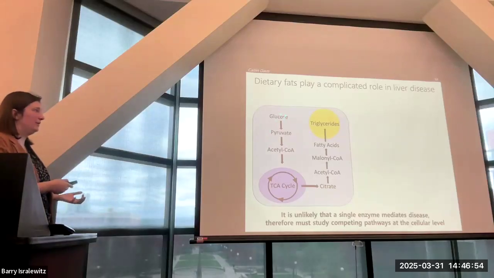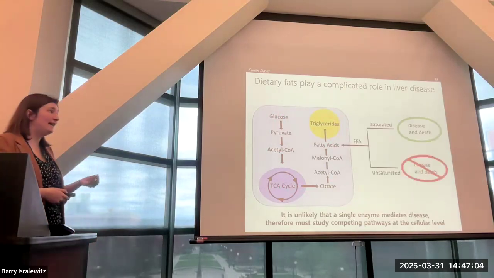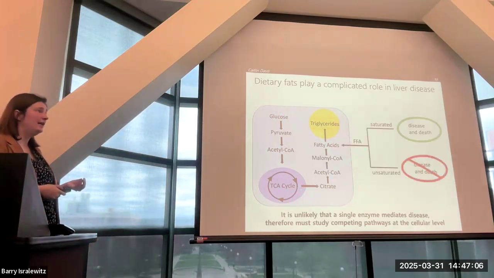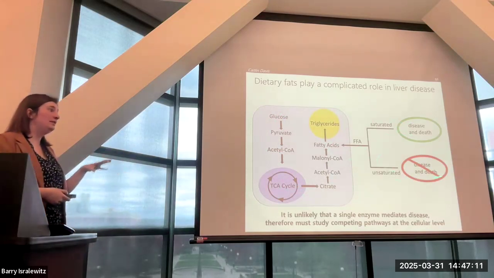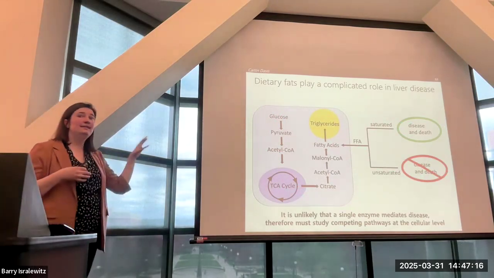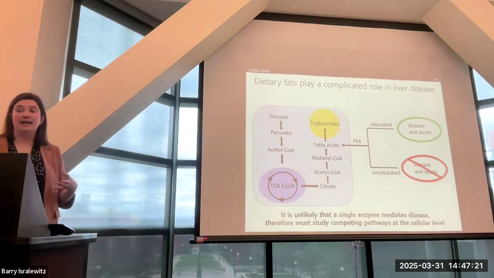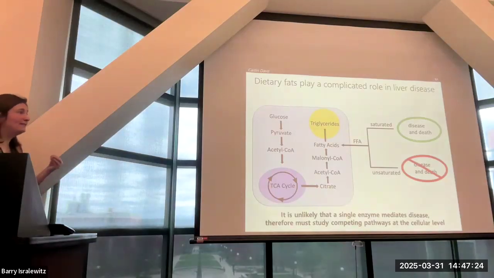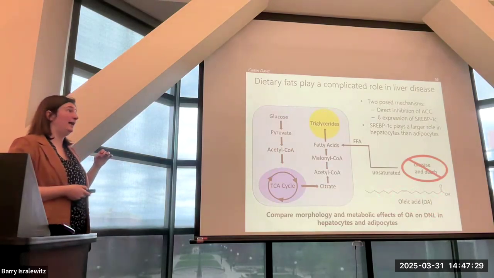So we have glucose going through glycolysis, the TCA cycle, and then de novo lipogenesis, where these lipids are ending up in triglycerides. And your diet is going to play a really important role here. So you have free fatty acids then that can be esterified, and your saturated free fatty acids are going to promote disease and death of your cell, and unsaturated free fatty acids are protective to the cell. So it's unlikely that a single enzyme here is going to mediate disease, and we need to be able to observe this in context.